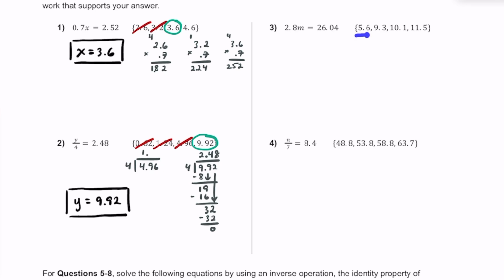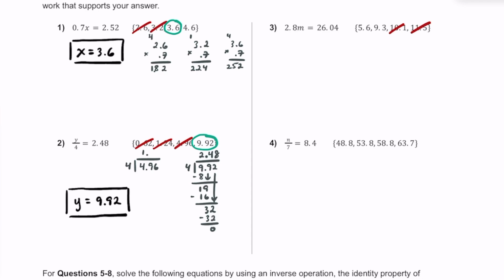We could just go left to right, but we could also jump around a little bit as well. Now, real quick, if you are just doing some quick estimating, if you take this answer choice of 10.1 and you substitute it in here for m, if you take 2.8 or 2 and 8/10 and you multiply by 10, that's already 28. So if you take this 2.8 and you multiply it by 10.1, that's actually going to be more than 28, which is not what we're looking for here. So that being said, we actually know that 10.1 can't be right and 11.5 can't be right either.